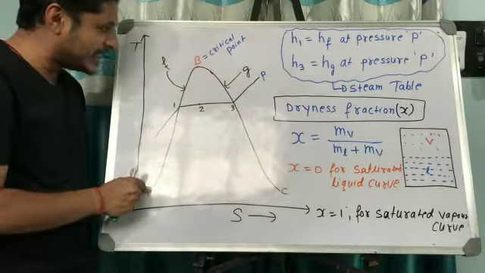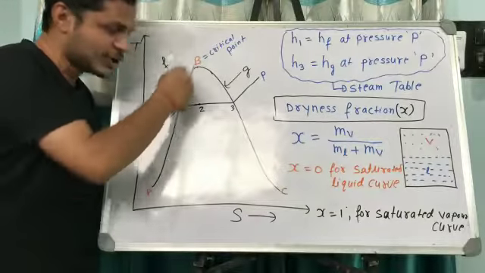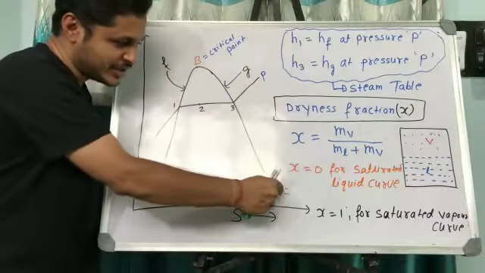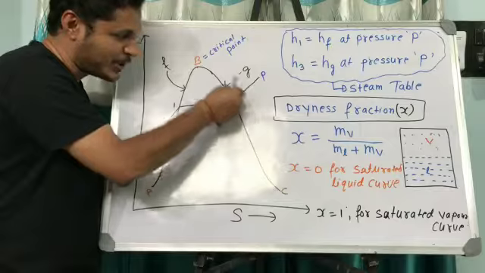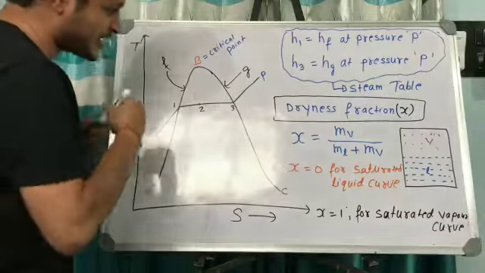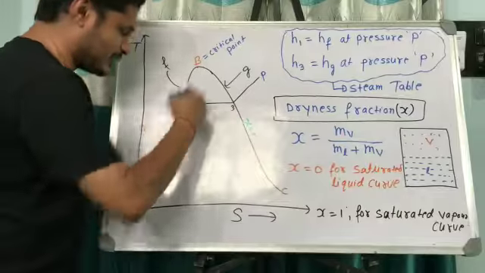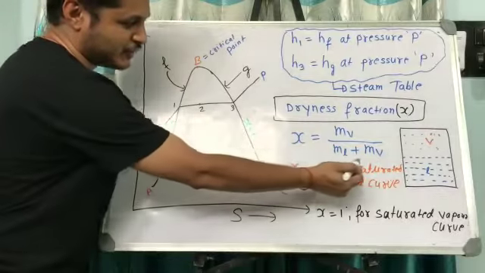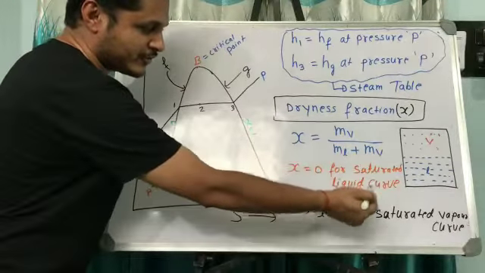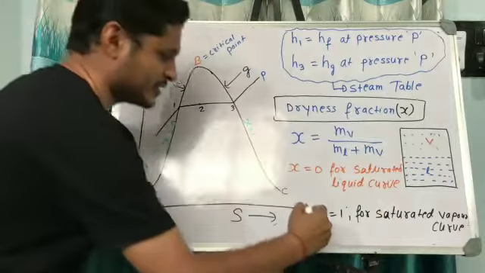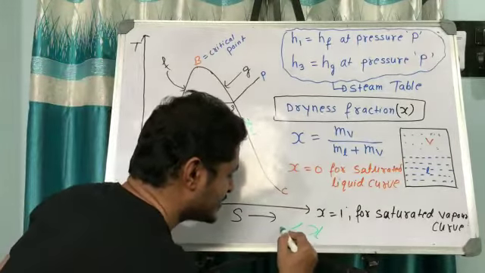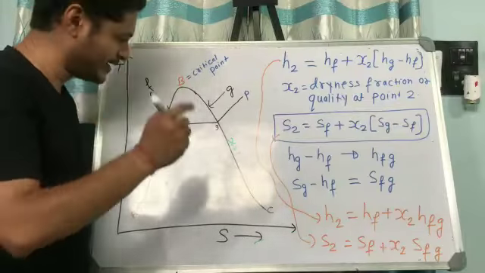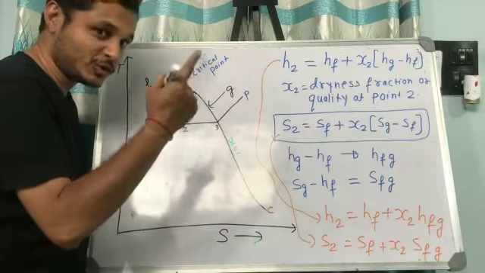On this line AB, the saturated liquid line, everything is liquid, so X will be 0. On the BC line, it is saturated vapor, where all vapor is present. If you put any point on this curve, X equals 1. So I have written here: X equals 0 for the saturated liquid curve, X equals 1 for the saturated vapor curve, and the value of X is always greater than or equal to 0 and less than or equal to 1. So if we have to find properties in the wet region, how do we find them?